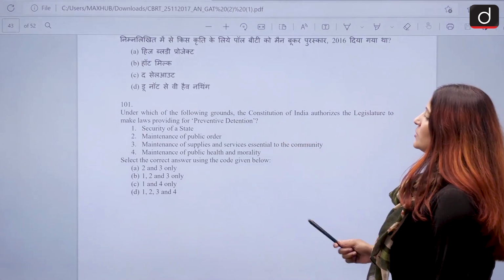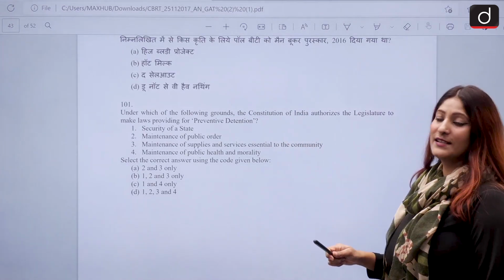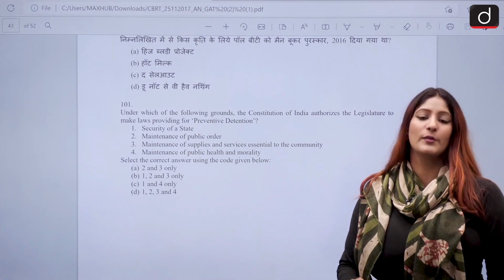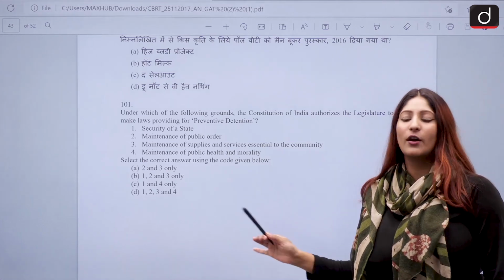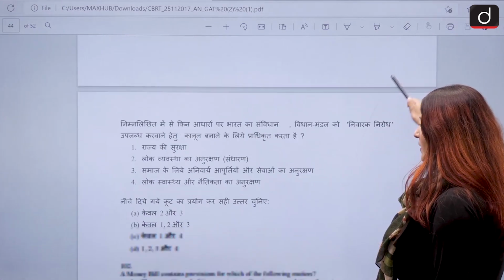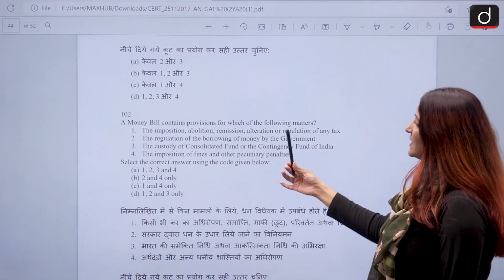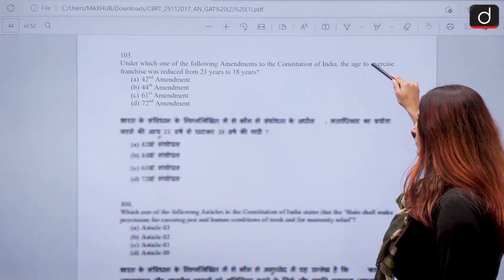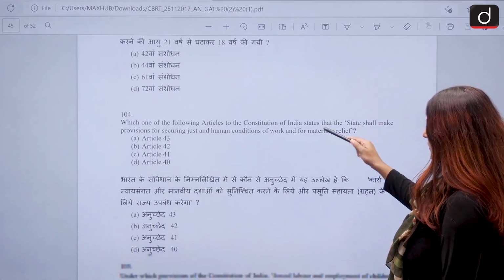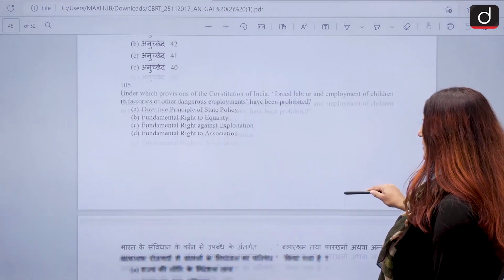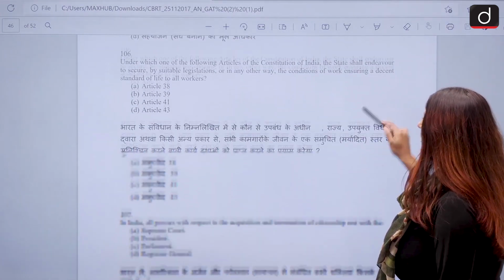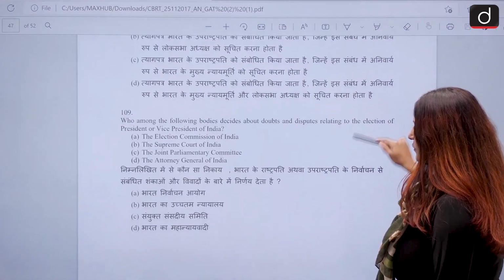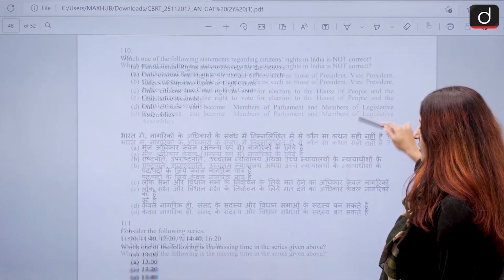Now here, under which of the following grounds does the Constitution of India authorize the legislature to make provisions for preventive detention? Belongs to Constitution and, of course, fundamental rights, polity. Moving ahead, a Money Bill contains provisions for which of the following matters? Constitution. Then again Constitution. Many questions from Constitution as well. 5 to 6 we have encountered. Then we must see other sorts of questions as well. We're sifting through. Election Commission has been asked. Constitution.